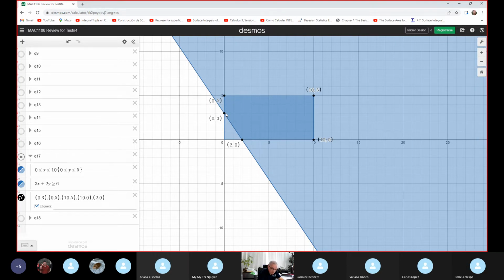This vertex is 2,0, and this is 10,0, and this is 10,5. And you plug in one by one that point in the objective function and determine the maximum value. Okay, this is important.